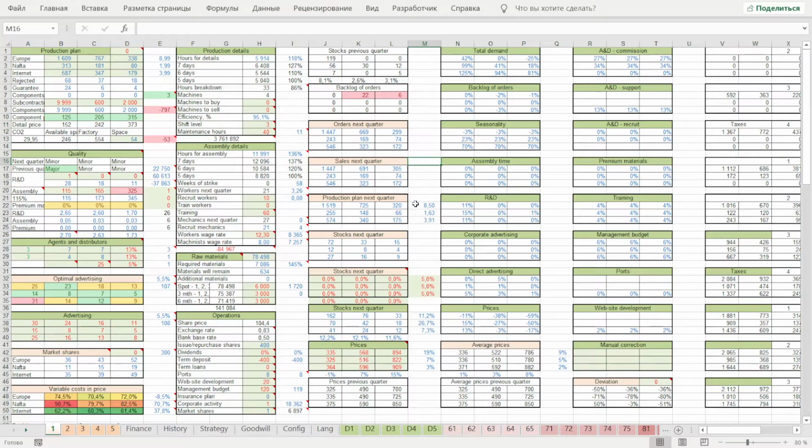Containers are used to ship products to agents and distributors, where each product occupies a certain free space. The current number of containers to be sent to each market is calculated in cells M22, M24. Almost always part of the container remains empty, but at the same time the company pays for transportation of the container at a fixed rate, regardless of its load.